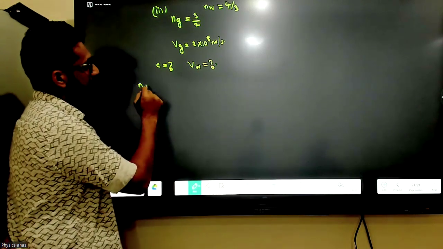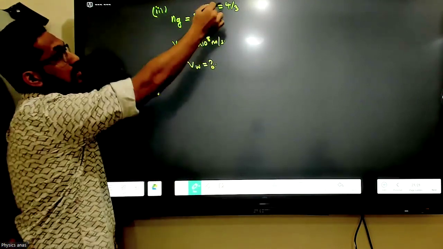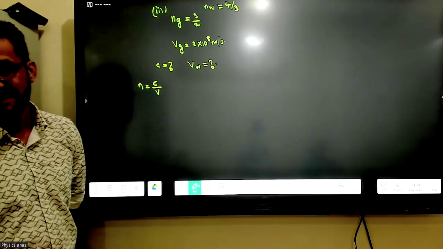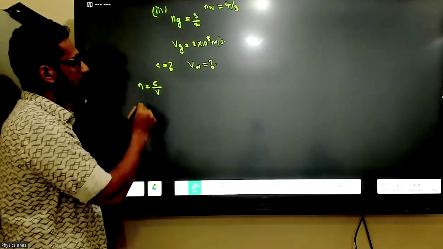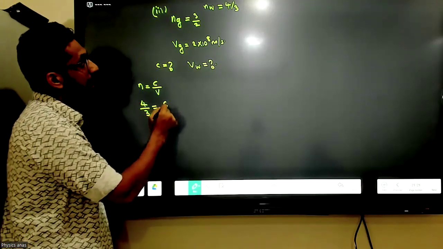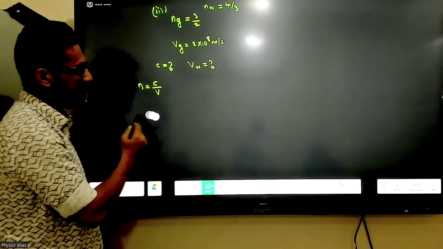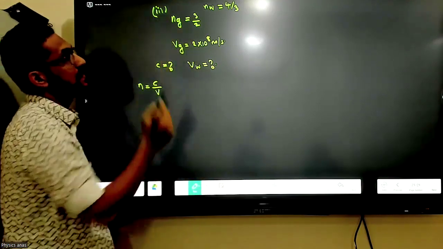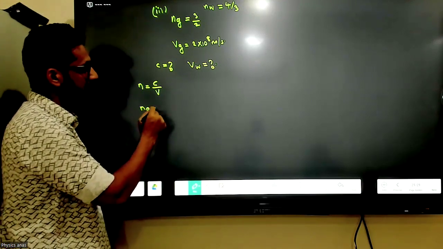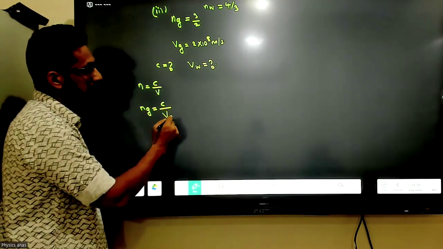n is equal to c by v. You can use either of these n, no problem, you will get the same answer. You can use nw? What is nw? That will be 4 by 3 is equal to c by... No, you cannot use nw because Vw is not given. So you can use ng. The refractive index of glass will be c divided by the velocity in glass.